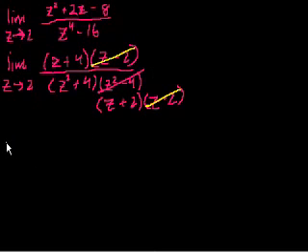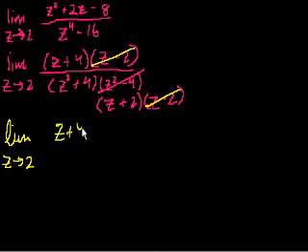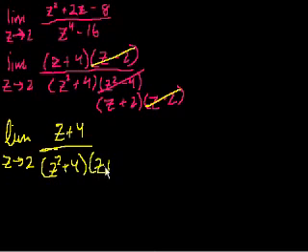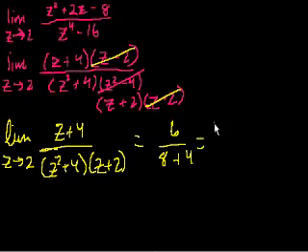And then what are we left with? This is equal to the limit, and I've changed colors arbitrarily, as z approaches 2 of z plus 4 over z squared plus 4 times z plus 2, which is equal to what? That's equal to 6 over, 2 squared plus 4 is 8, and then 2 plus 2 is 4. 6 over 12 is equal to 1/2. There you go. I thought that was a pretty interesting problem.